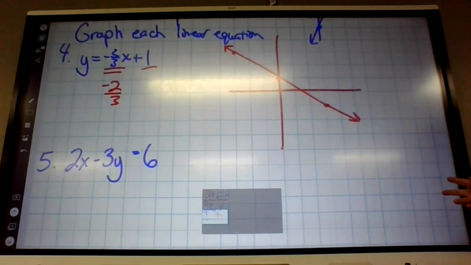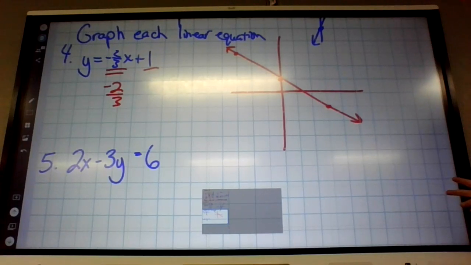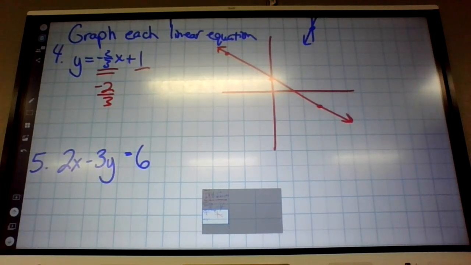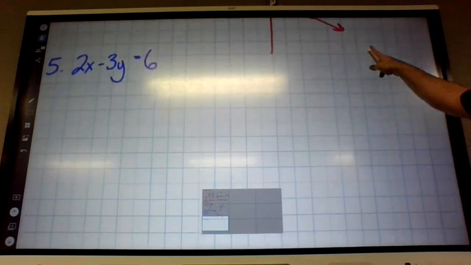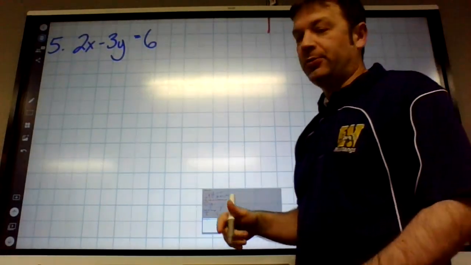Lauren, do you know what's different about number five? It's still in standard form, so you probably want to change it to slope-intercept first. Get y by itself. I'm not going to do it quite yet, though.